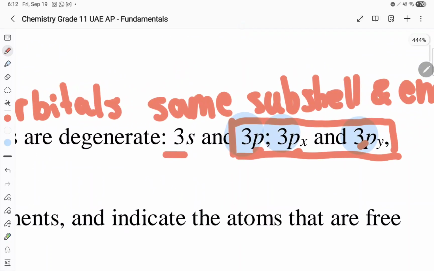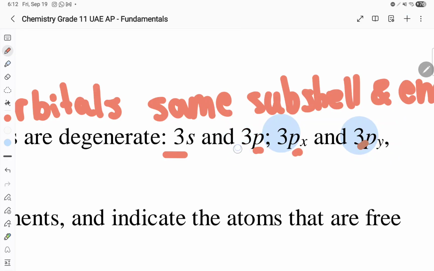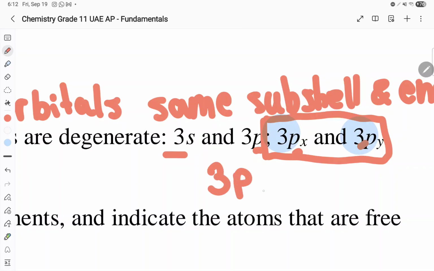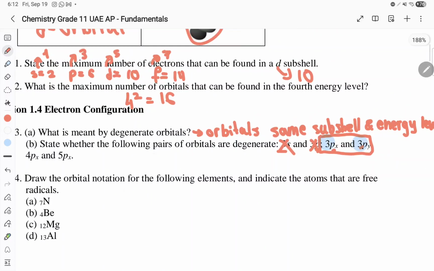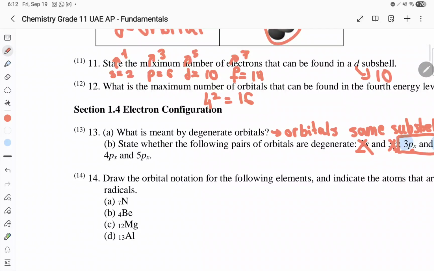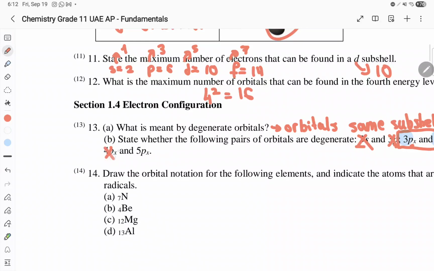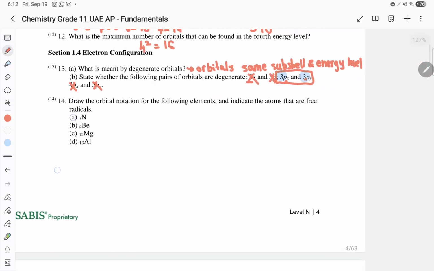Wait a minute. For a minute I thought this was a typo. It's only these two, because this one doesn't have a name. If it's 3pz, then it's a degenerate orbital with them. But if it's just 3p, it's not a degenerate orbital, so it can't be these two, because they are in the same energy level but in different sublevels. And these cannot be, because they start with different principal energy levels.